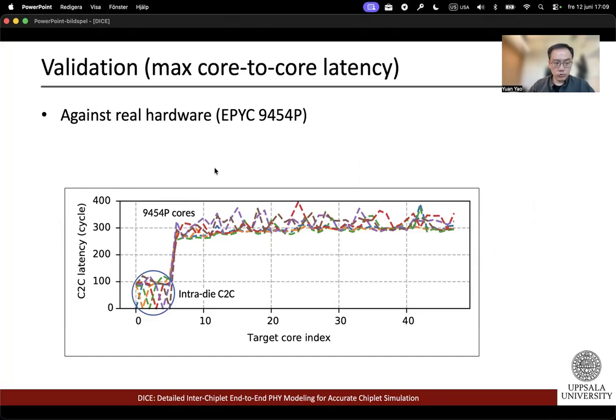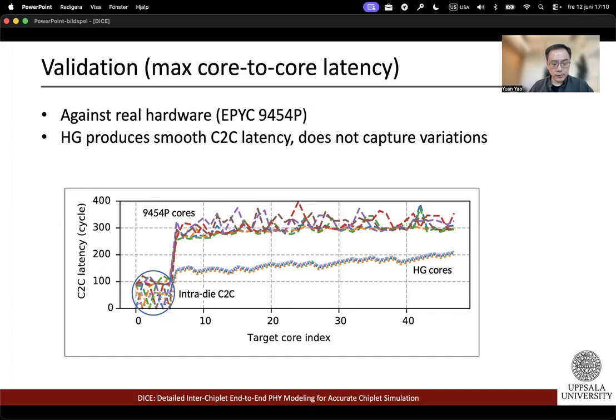Next, we would like to show the validation results of DICE against real hardware. The main validation shown here compares tail core-to-core latency against an AMD EPYC 9454P system. This processor has multiple CCDs, so core-to-core latency reflects both intra- and inter-CCD core-to-core latencies. In the figure, we show core-to-core latency from every core of one CCD to every other core in the system. And this is HeteroGem5. HeteroGem5 produces a smoother latency curve. This is consistent with its fixed-latency inter-chiplet model.